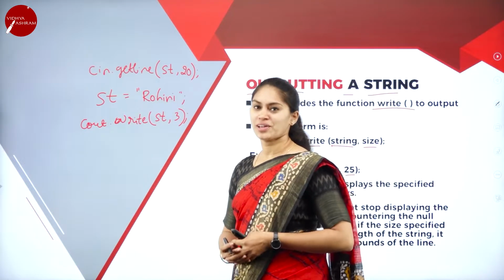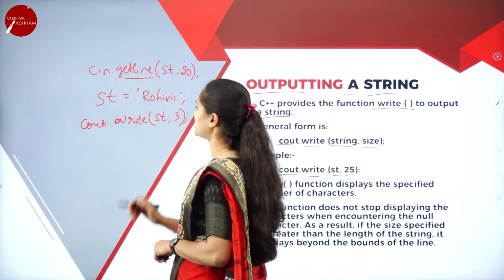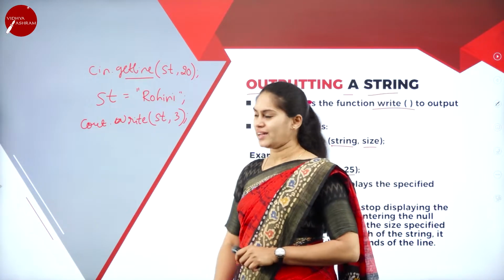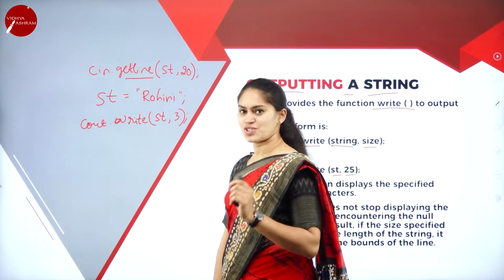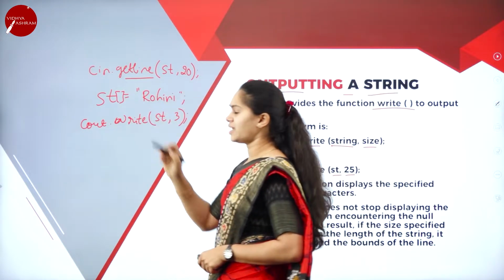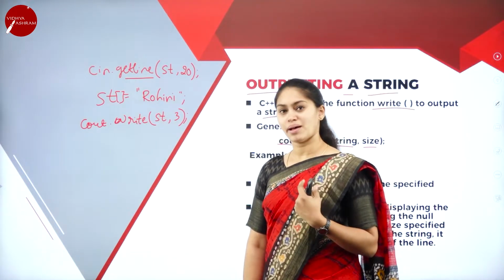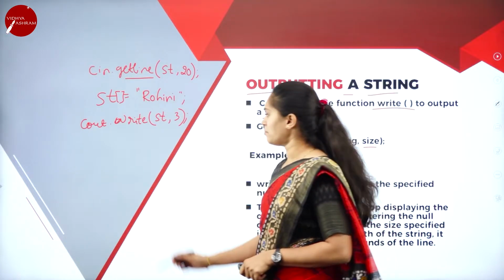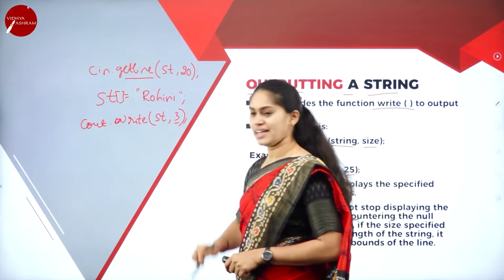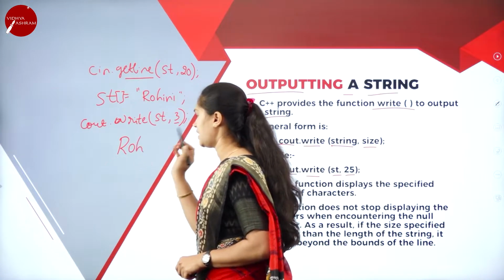You can understand from these 3 statements: by using the getline function, I am reading characters with a maximum size of 20, and I have initialized this string. Here, instead of this, you can also specify the size in square brackets, equal to Rohini. But by using the write function, I just want to display only 3 characters from the st string. So it will display only 3 characters.